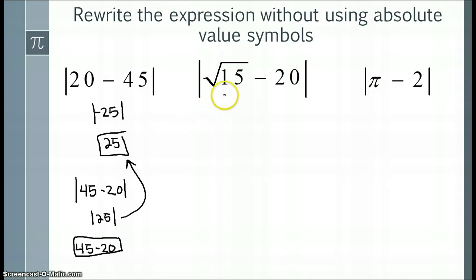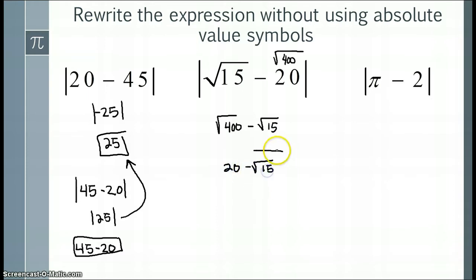For our second one here, we have the square root of 15 and 20. Again, our question is which one is bigger? The easiest way to do this is to compare similar radicals. 20 squared is going to give me 400. So this is the square root of 400, which is obviously bigger than the square root of 15 because 400 is bigger than 15. So to fix it, I would go the square root of 400 minus the square root of 15. But instead of saying the square root of 400, I could just say 20. And that's going to give me my answer for my second one.